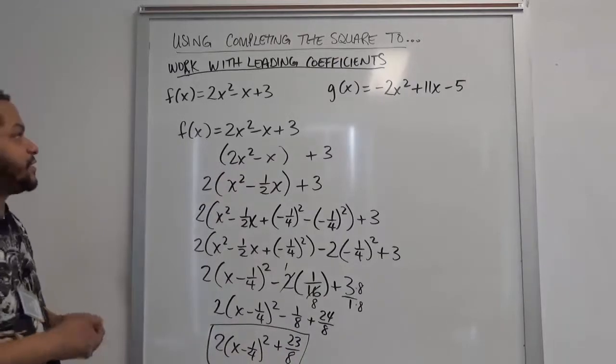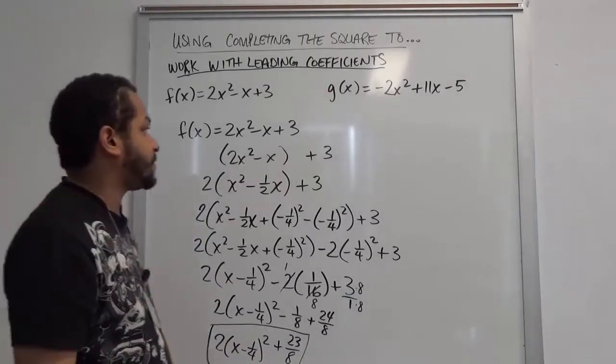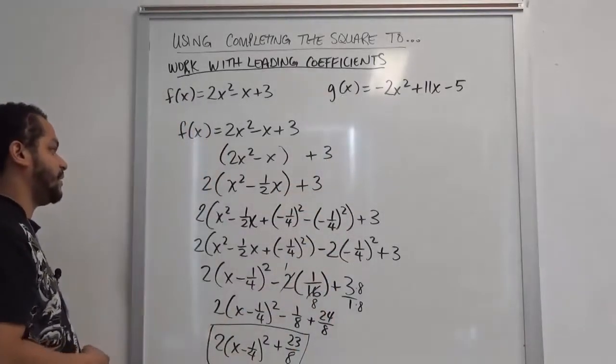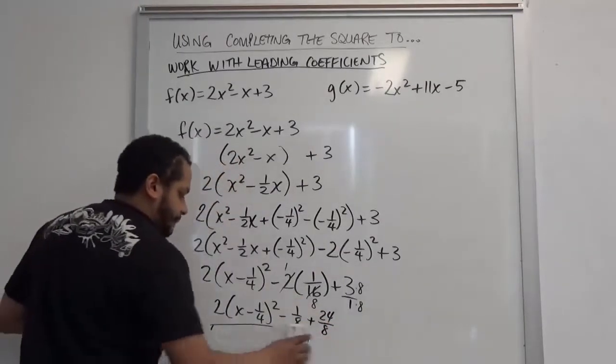Now let's work out our g of x, right? In this case, instead of having a positive coefficient, we notice we have a negative one. So it's a bit trickier, but it's not so complicated. Everything pretty much runs the same. Let's take a look at the work.